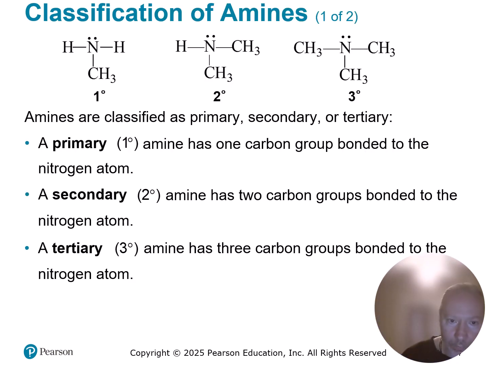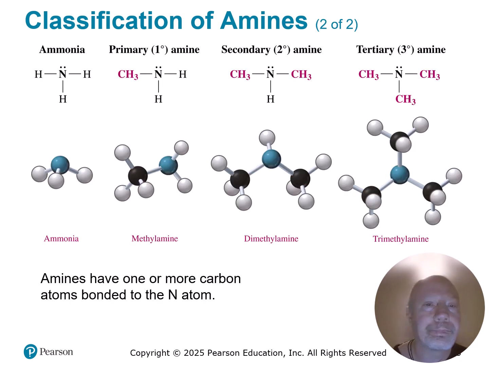And moving right along, just like alcohols, we can reference how many carbons are attached to a nitrogen. If we only have one carbon on a nitrogen, we call it a primary amine. If we have two carbons attached, as you see here, two methyls, we call it a secondary. And if we have three methyl groups attached, we call it a tertiary. So a primary amine, secondary amine, and a tertiary amine. Not unexpected, as we remember how alcohols were defined.